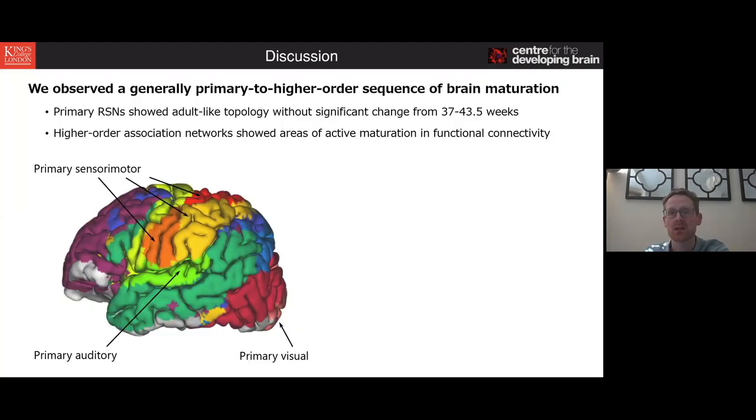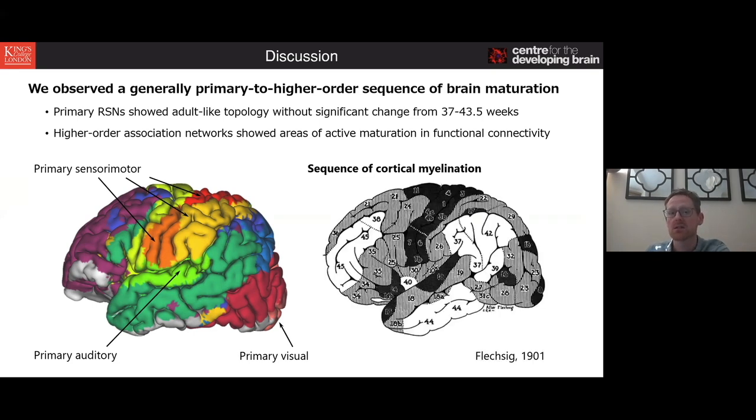So to summarize and discuss this section of the results, we found differing trajectories of maturation in resting state networks at normal term age. Networks encompassing primary cortical areas appeared in an adult-like configuration from the earliest ages studied, while the association networks appeared fragmented compared to the adult brain and were undergoing active maturation over this period of development. And this mirrors the heterogeneous timing of maturation in brain structure. In this figure, derived from post-mortem histology over a century ago, the black areas are myelinated at the normal time of birth, and you can see the primary networks overlap with these regions, whereas the association networks, which are still maturing, lie in the areas that myelinate later.